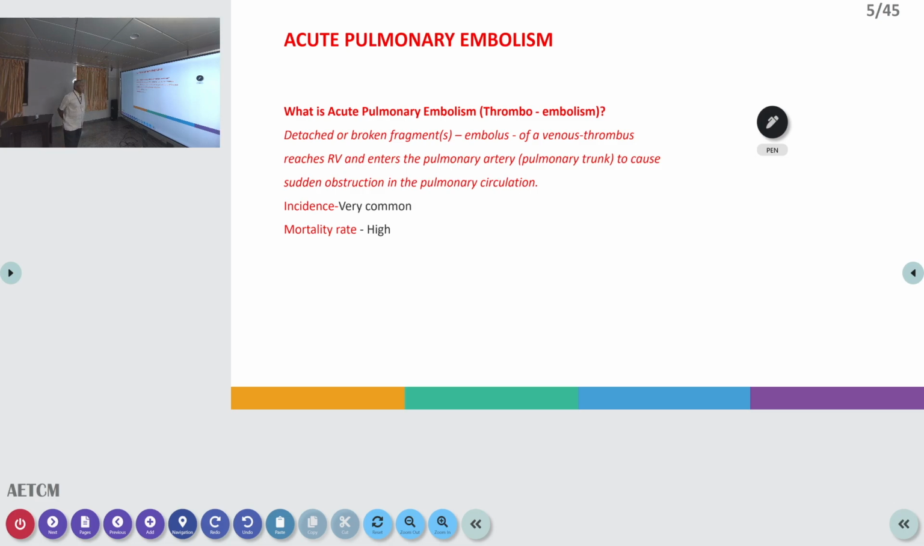The definition of acute pulmonary thromboembolism is detached or broken fragments of a venous thrombus, that is the embolus, reaching the right ventricle and entering the pulmonary artery, that is the pulmonary trunk, to cause sudden obstruction in any part of the pulmonary circulation. This incidence is very common and the mortality rate is also very high.